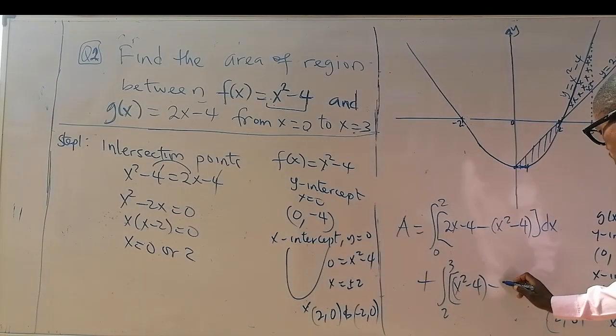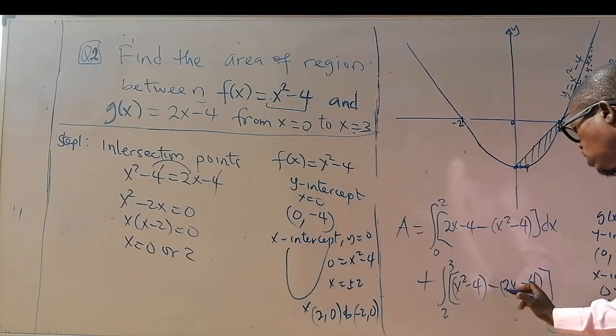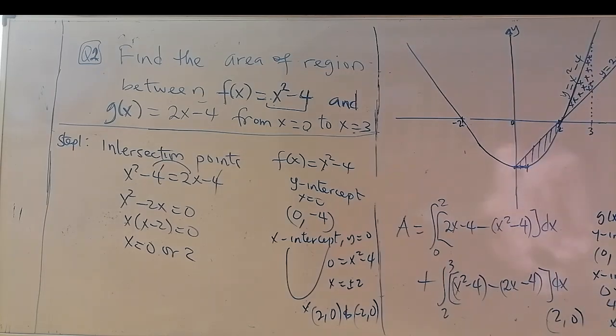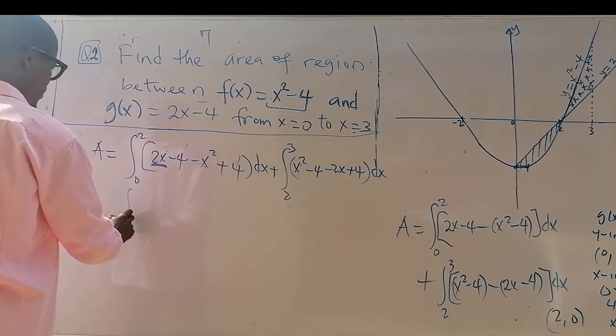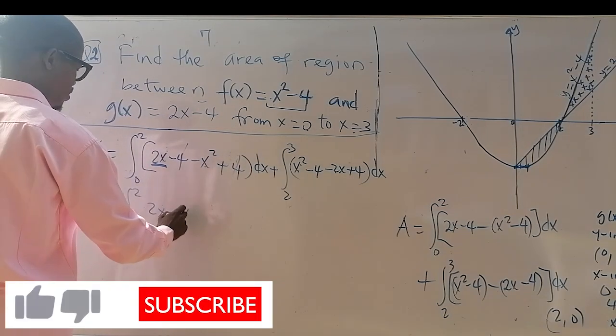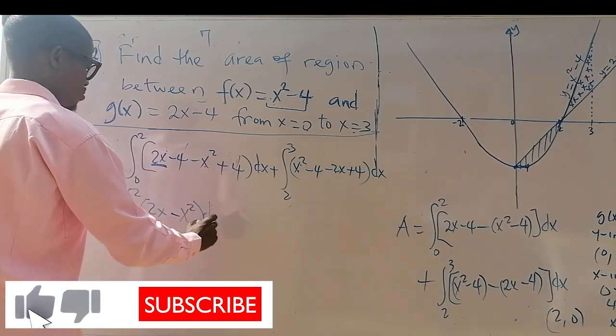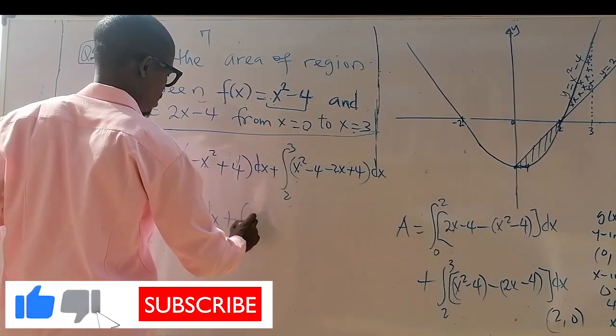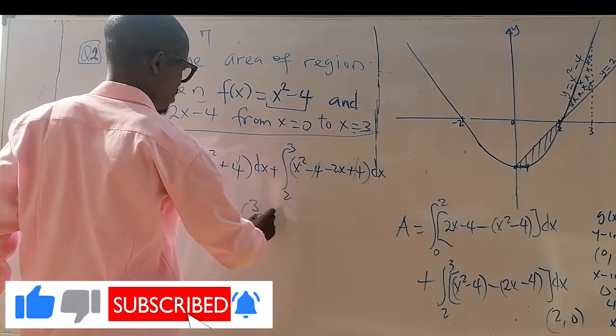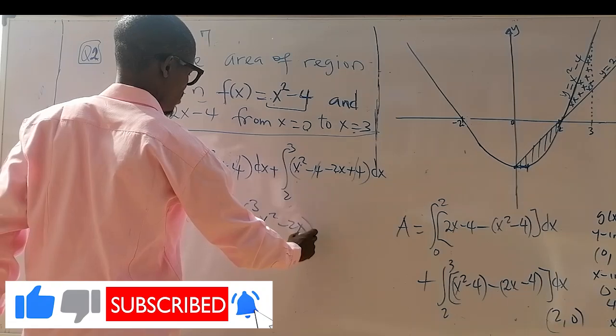That is a straight line, that's 2x minus 4. So that's the area of the graph. This one we cancel. So we have the integral from 0 to 2 of 2x minus x squared dx, plus this one from 2 to 3. This one also we cancel. We have x squared minus 2x dx.